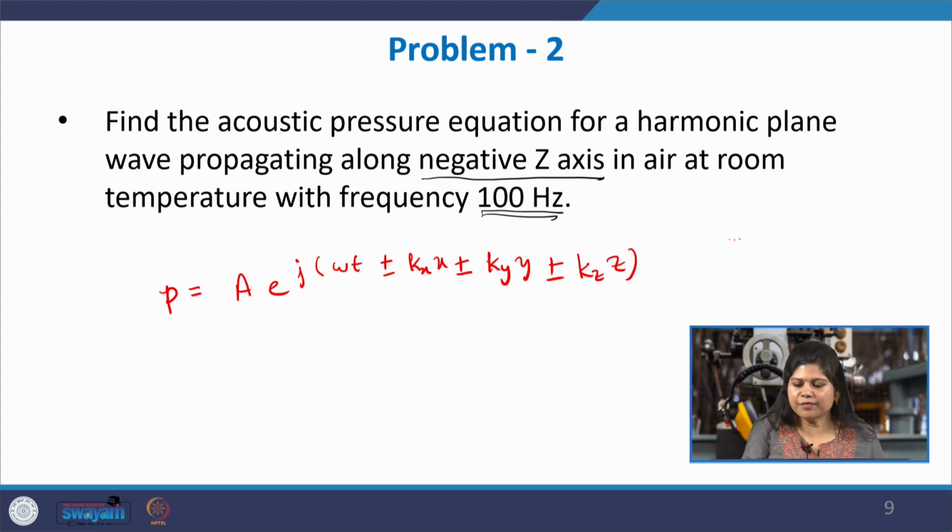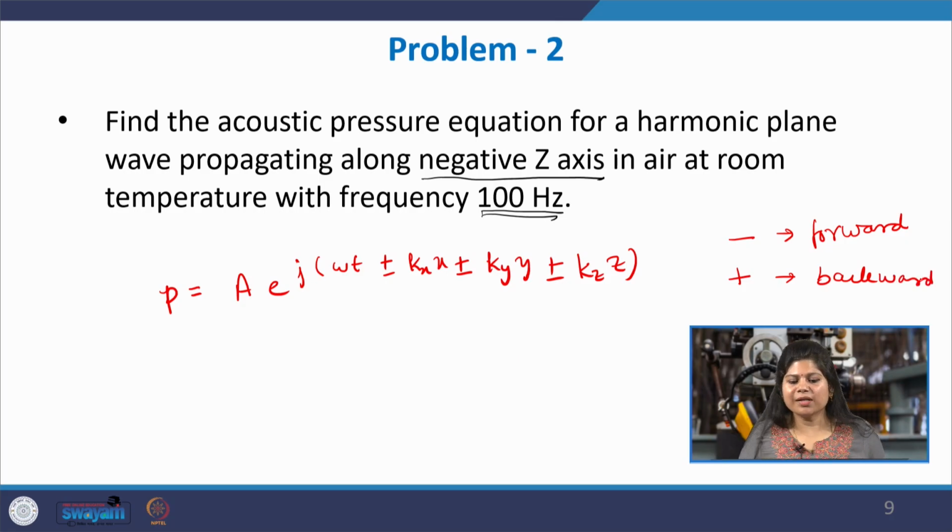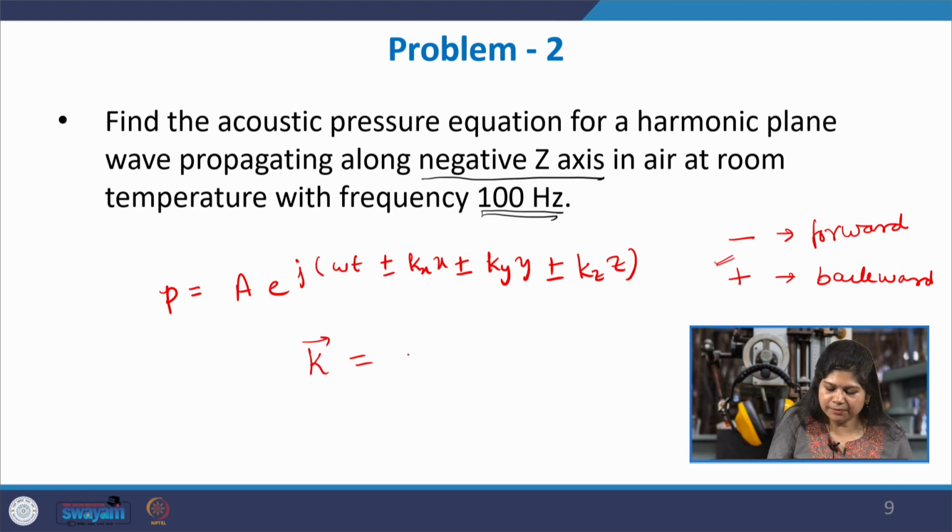So, here the negative sign is for forward propagating, or propagating along the positive x axis, and the positive sign is for backwards propagating, or propagating along the negative axis. So, here it is along the negative axis, which means we will be using the plus sign, and it is solely propagating in the z direction. So, the k vector is completely along this direction. The kx and the ky components are 0.